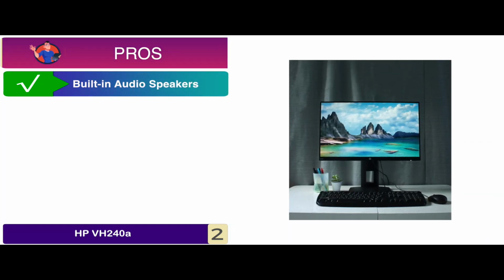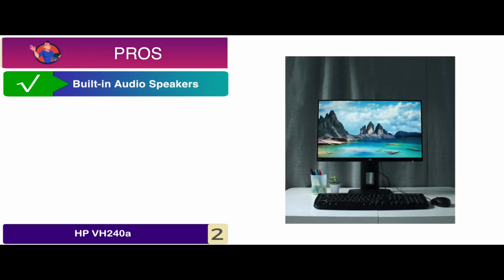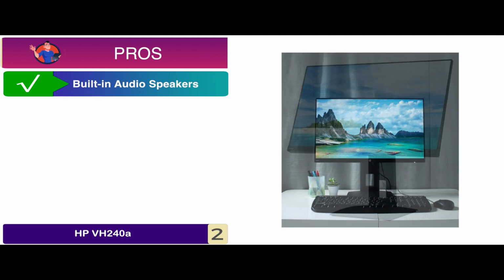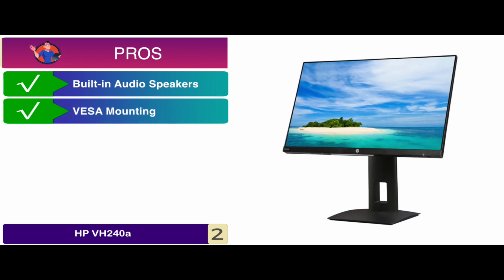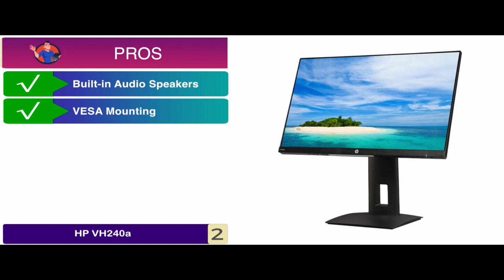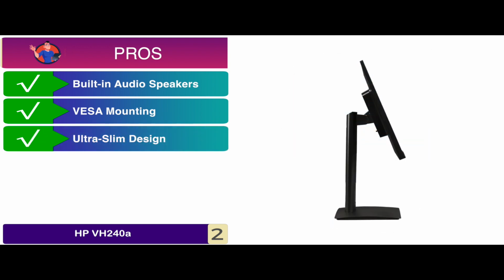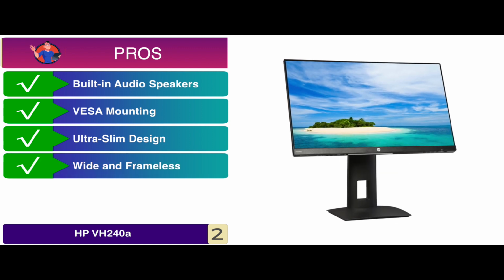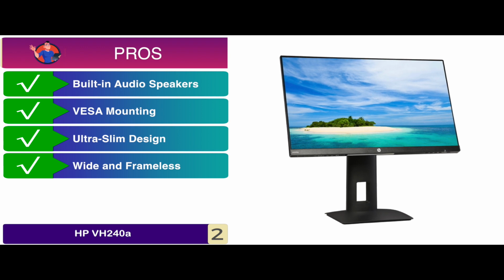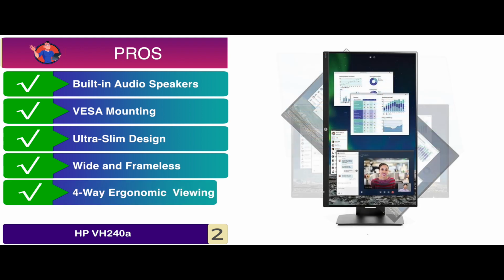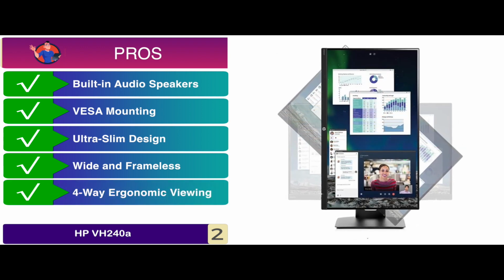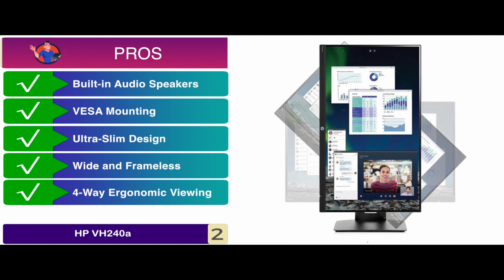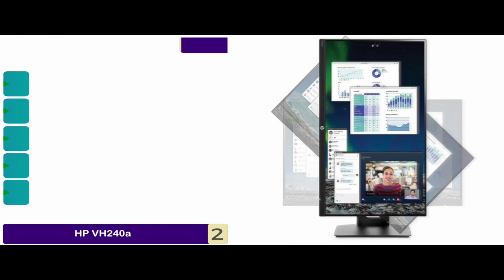Its pros are: it comes with built-in audio speakers, which provide great sound quality. It features a VESA mounting option, so it can be mounted on the wall. The ultra-slim design allows it to be easy to store, as well as stylish and modern-looking. The screen is incredibly wide and virtually frameless for an exceptional viewing experience. And it has four-way ergonomic viewing with 90-degree rotation for portrait or landscape orientation.